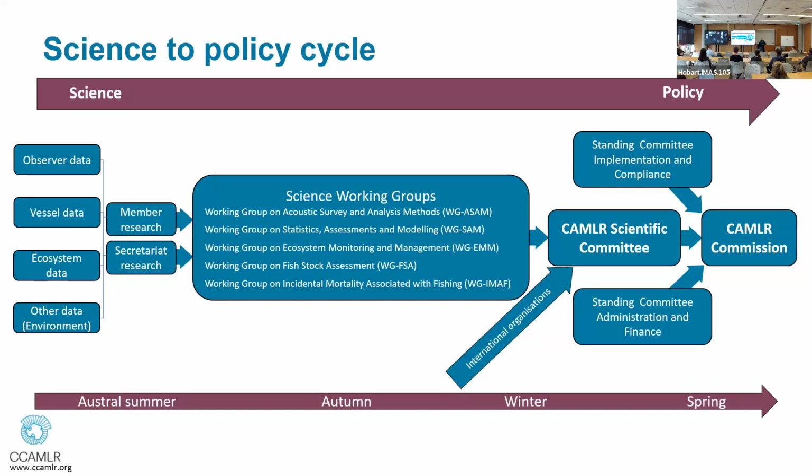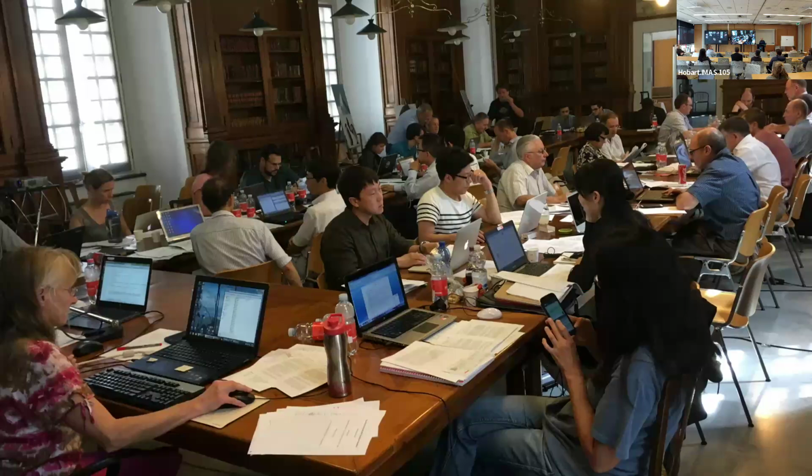The scientific committee develops its advice to the commission, and then that's added to advice from the compliance folks, which is the implementation and compliance committee, and the administration and finance group, and that all goes to the commission and they make the final decisions. So that's an annual cycle that we go through every year, and we're just at wherever that little side arrow comes in now, in the end of winter.